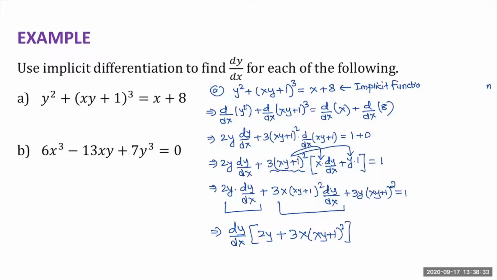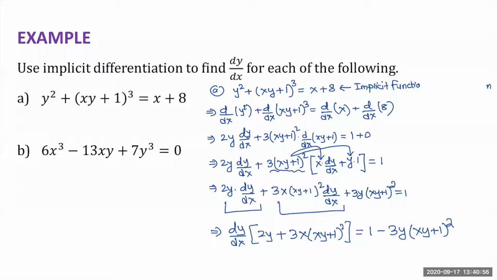I want to find this dy over dx, that's why I factor it out, equal to, on the right hand side I have this 1, and this term here, you can see 3y multiplied to xy plus 1 squared. This does not have dy over dx, so I'm going to move it to the other side, or I'm going to subtract it from both sides. So it will be minus 3y xy plus 1 quantity squared. So that is our second last step.